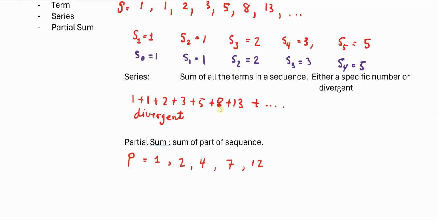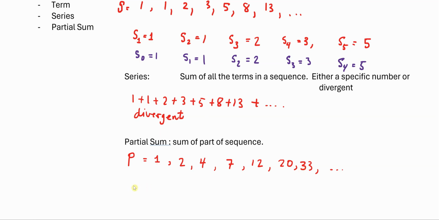Then you're going to add 5 on top of that, so that gives you 12. And then you're going to get 8 more, so that's going to give you 20. And then 13 more, so that's going to give you 33. And the list is going to go on and on.